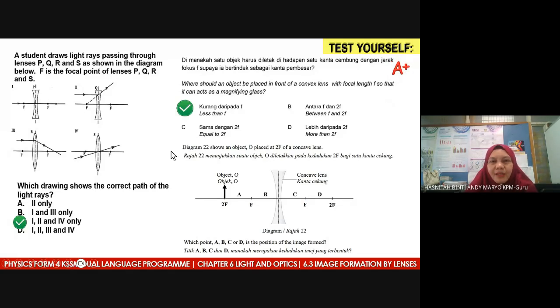Alright, okay, now the third question. Diagram 22 shows an object O. This is our object placed at a distance of 2F from a concave lens. You can highlight the concave lens. The question is, at which point is the position of the image formed? So to know this, you have to draw the ray diagram.